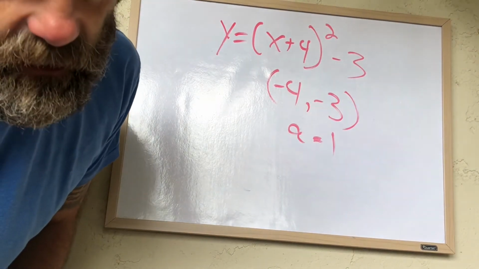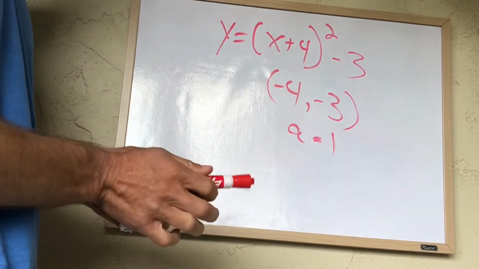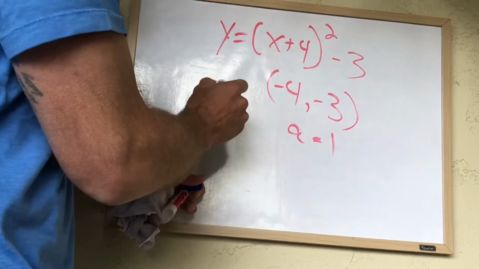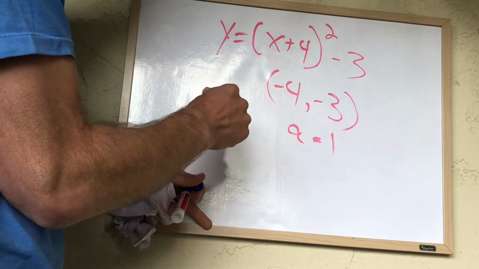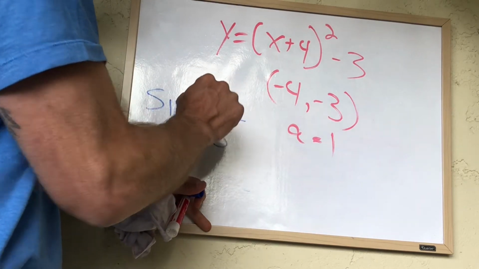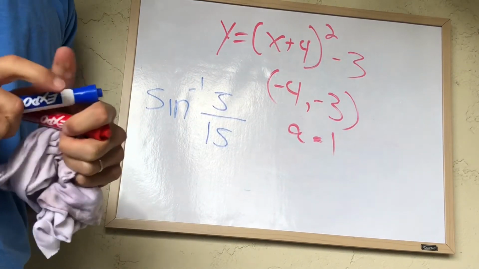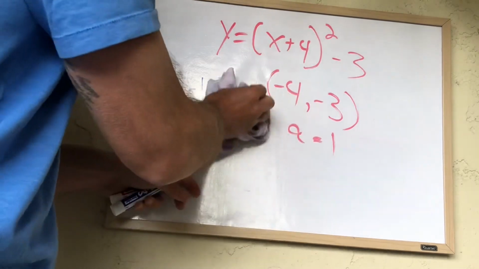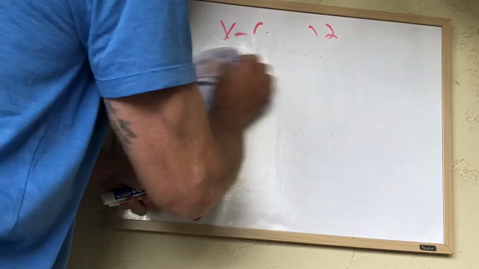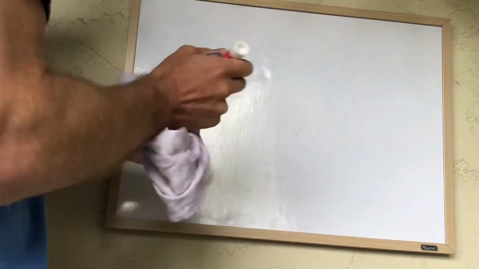Number 15. Okay, for number 15, they give you your opposite side, which is 5. They give you your hypotenuse, which is 15, and sine is opposite over hypotenuse, and it's always the inverse whenever you're trying to find an angle. Okay, for number 16, they want to know the ratio in a 45, 45, 90 degree triangle.